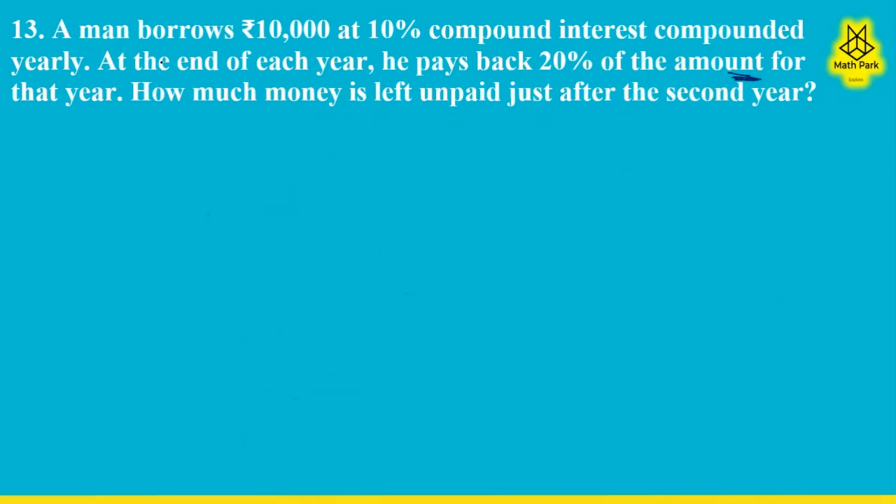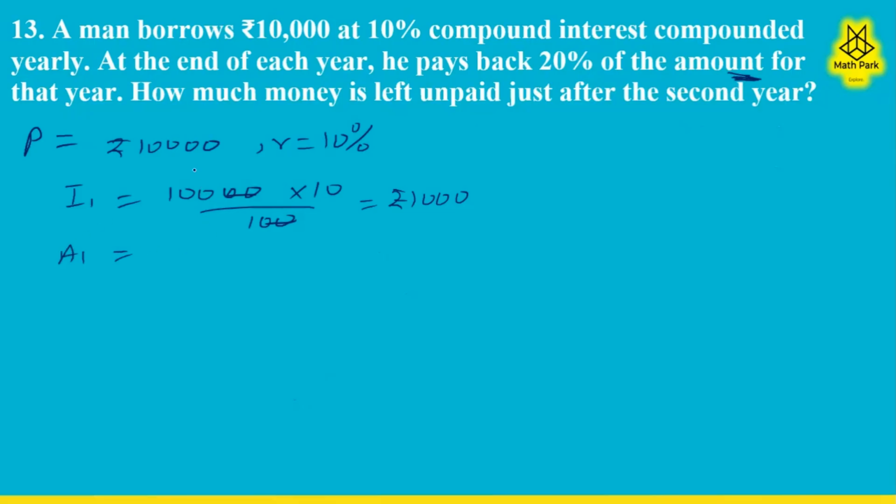So moving to this last question of today's video, the principal is given to you as rupees 10,000. The rate of interest is given to you as 10%. Let us find the interest for the first year. So which is 10,000 into 10 upon 100, which is rupees 1,000. Now the amount is going to be 10,000 plus 1,000, which is rupees 11,000. This is your amount for the first year.